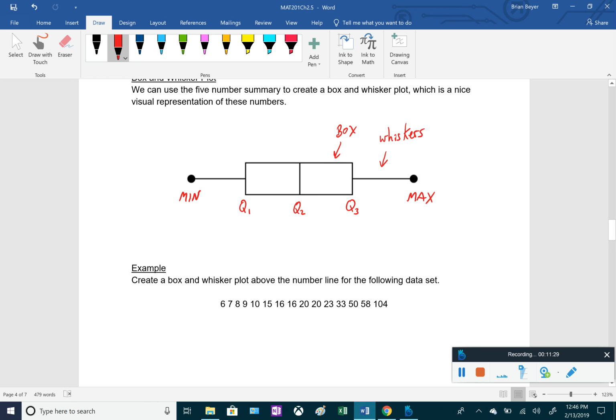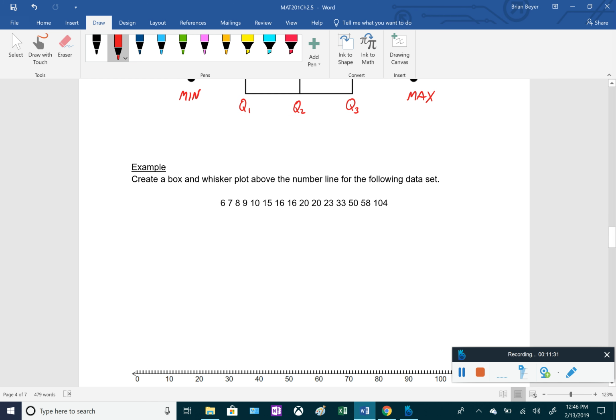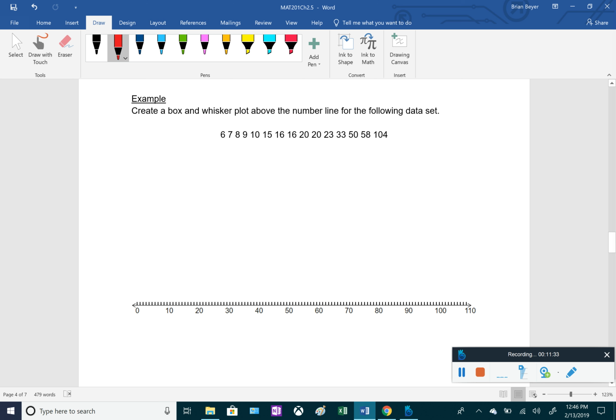So doing an example with this, let's create a box and whisker plot above this number line down here for this data set. So this is actually the data set, once again, that we've already done twice in this section, just so we don't have to go through and do every calculation again. So it's already in order, and it's pretty easy once it's already in order. The minimum value here is 6.